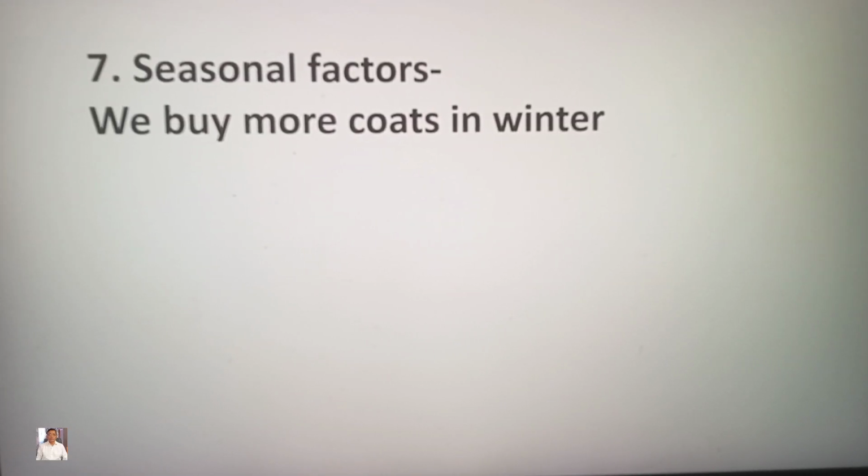Seasonal factors. We buy more coats in winter.